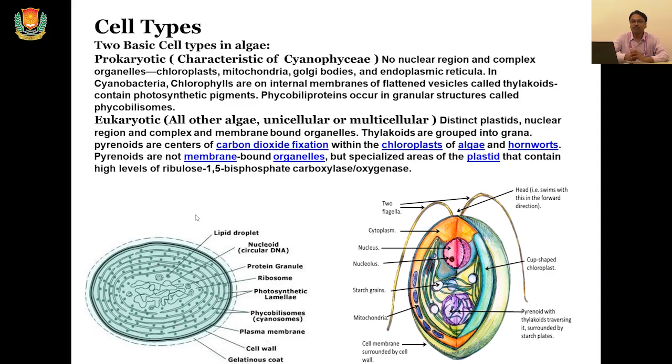Now, when it comes to the eukaryotic cellular organization in algae, which may be unicellular or multicellular, you will have distinct plastids and other membrane bound organelles like endoplasmic reticulum, mitochondria, and all other organelles characteristic of a eukaryotic cell, and furthermore a unit membrane bound nucleus. Here thylakoids are grouped into grana, whereas in prokaryotic organization thylakoids were flattened vesicles.